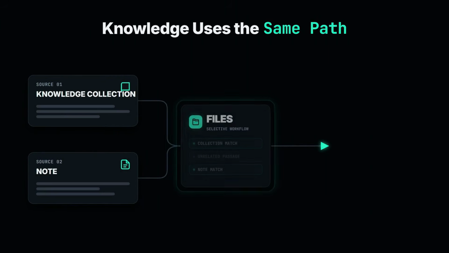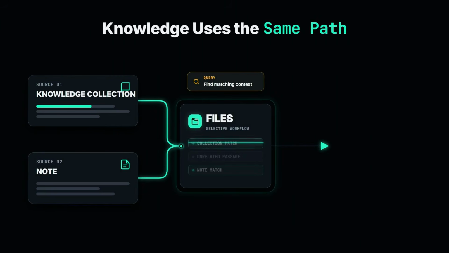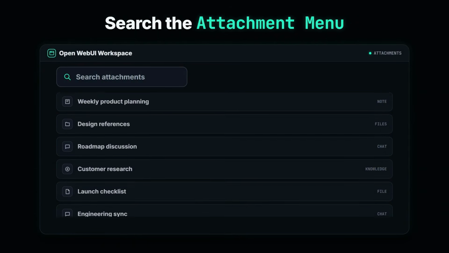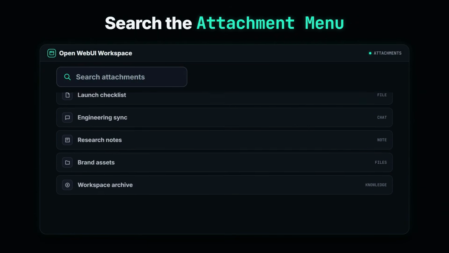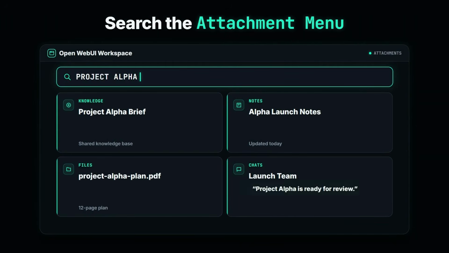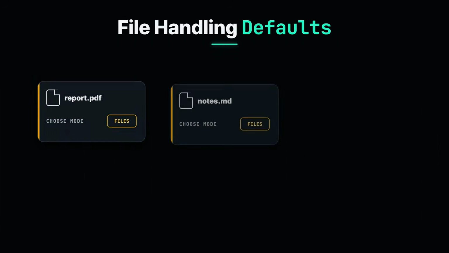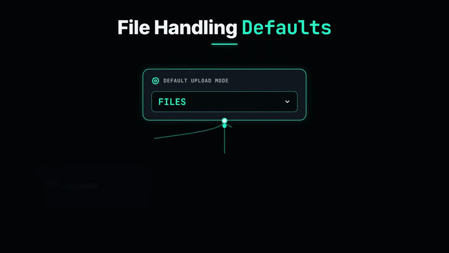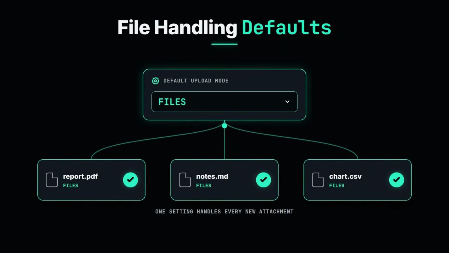Attached knowledge collections and notes are announced to the model, allowing the assistant to query them through the same selective file workflow. The attachment menu itself now searches knowledge bases, notes, files, and chats, including matching conversation text instead of requiring endless scrolling. Users can choose a default file upload mode in settings, removing the need to make the same handling choice on every attachment.